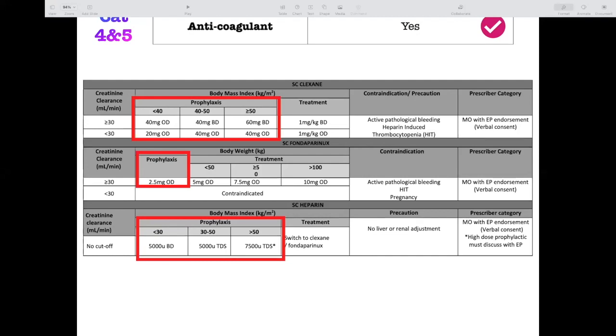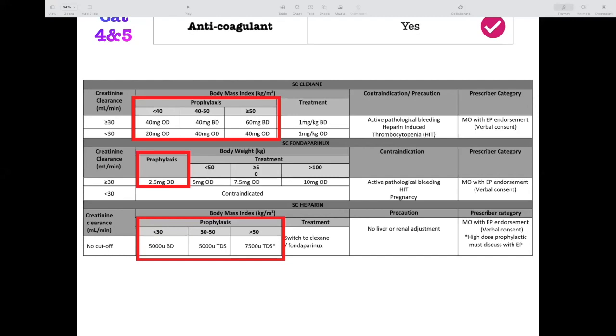If the BMI is less than 40 and the patient doesn't have any CKD, we will start with 40 mg OD. If the BMI is 40 to 50, we should start with 40 mg BD. And if the BMI is more than 50, we should start with 60 mg BD.